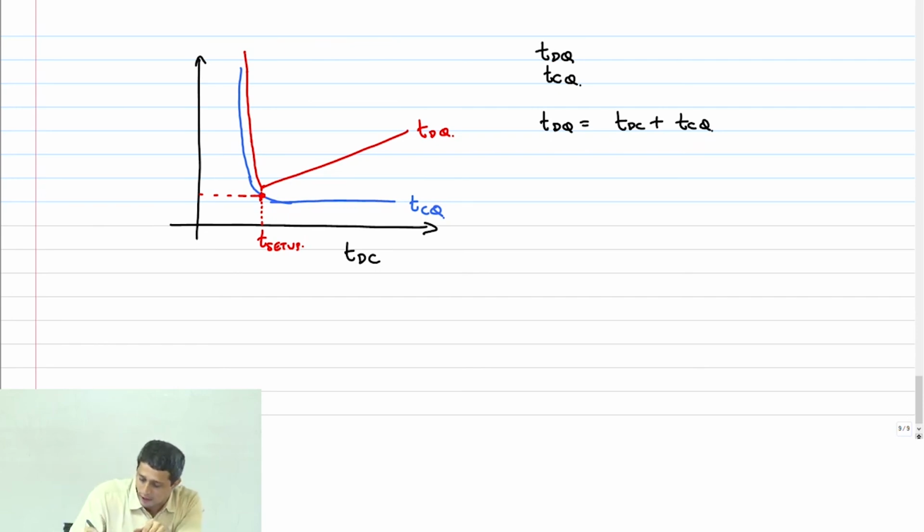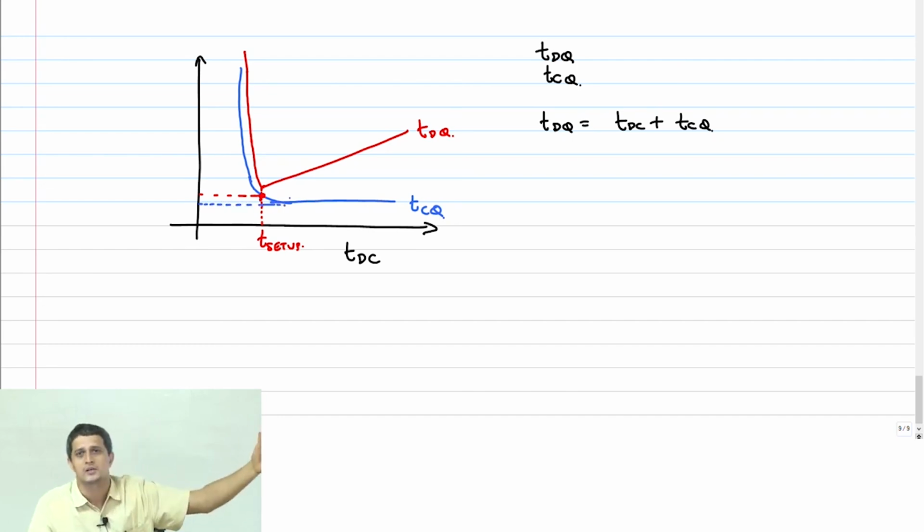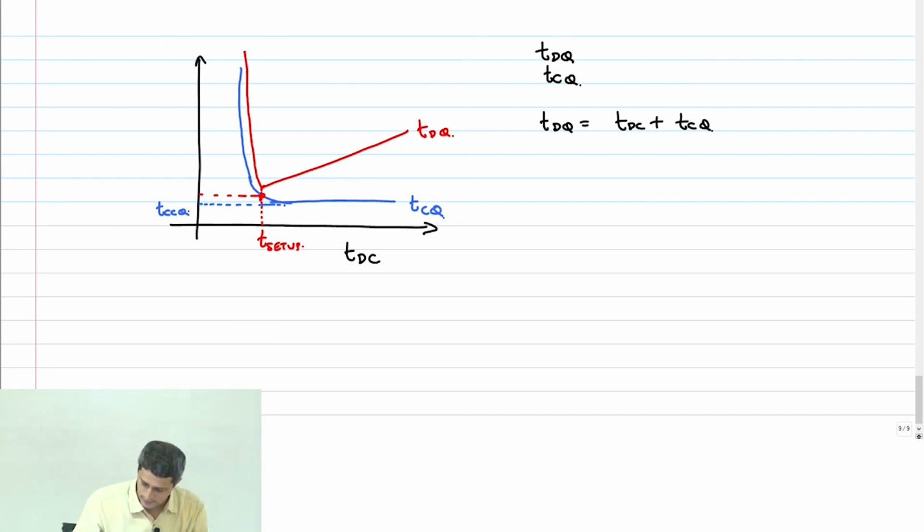Now you get two different TCQs right here. If TDC were large, then the TCQ is very small. But if TDC were at setup time, then you see a larger TCQ. This is the origin of contamination and propagation delay for clock to Q. So this I will call TCCQ, right? This point. And this point I will call TPCQ.